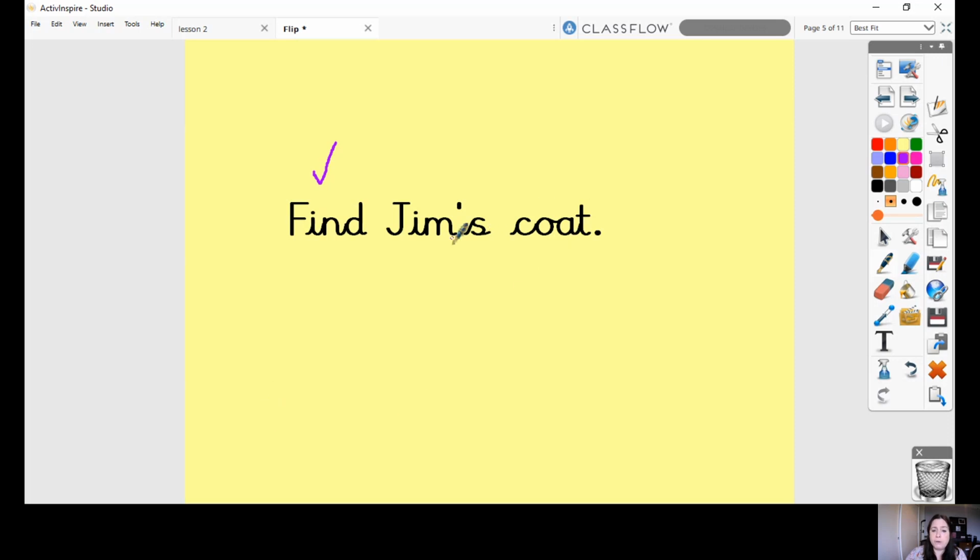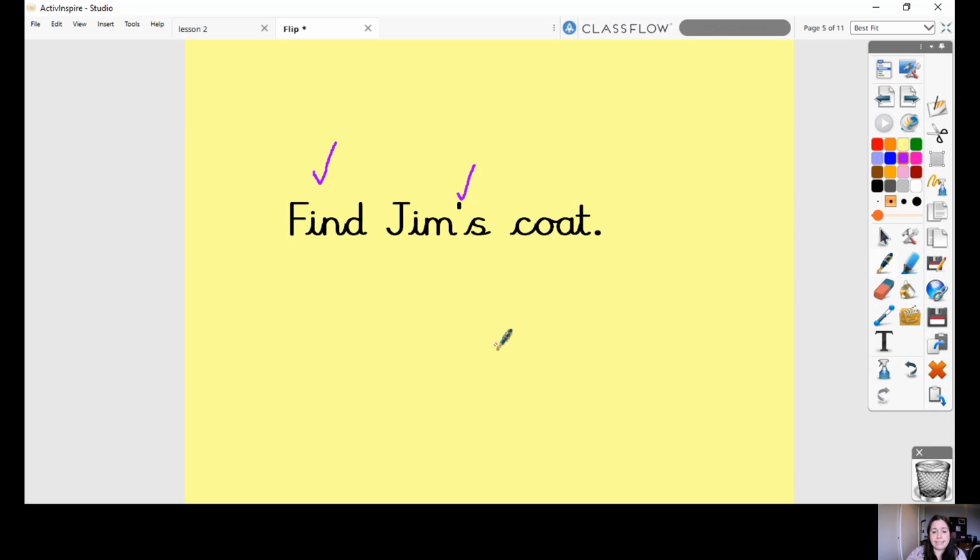Then the coat belonged to Jim. So if you had an apostrophe, I would like you to tick that as well. Well done if you put capital letter, full stop, and capital letter for his name. That's fine, but just those two things we're marking.